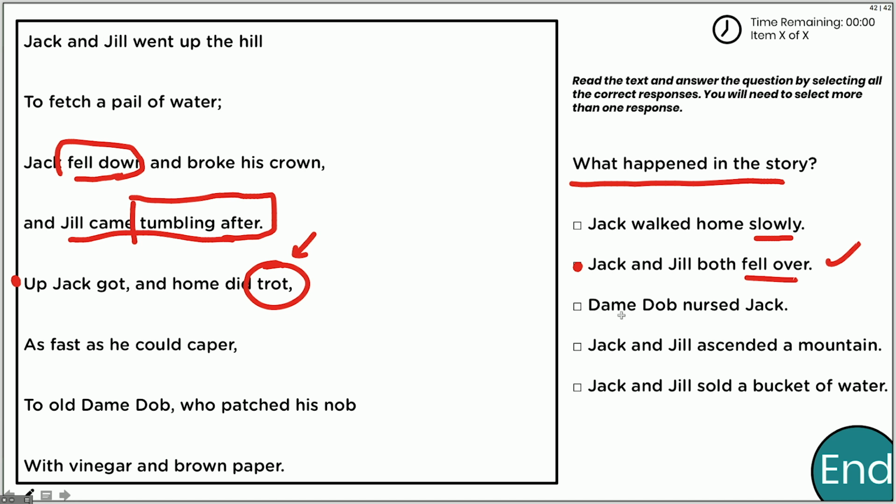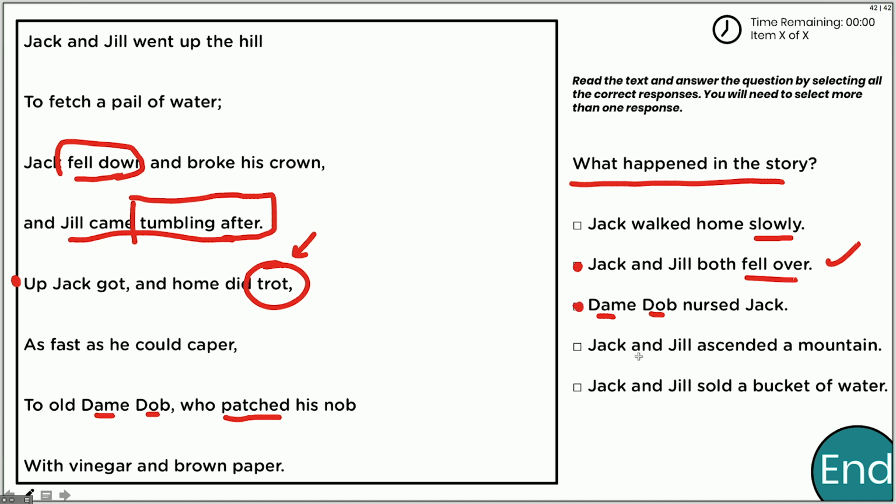This one says Dame Dob nursed Jack. First of all, you can do a bit of word spotting here to find out where to read in the text, which is good. Dame Dob, and you see Dame Dob. And it says to old Dame Dob who patched his knob, which according to Old English means nursed. So patching especially is the important word here. And we can see from the context that Jack's got a sore head. So Dame Dob nursed him. So yes, I'm going to select that.